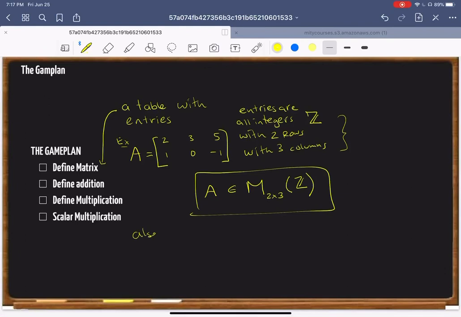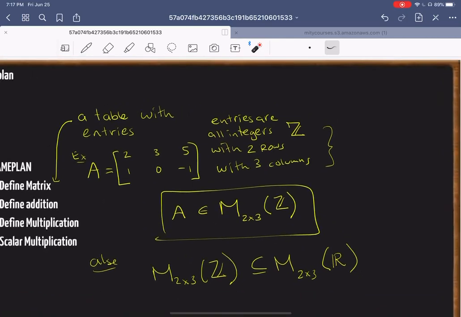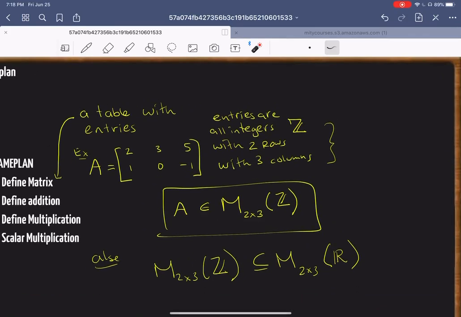Also, you could get a little bit fancier and say the collection of all 2 by 3 matrices that have integer coefficients is really just a subset of the collection of all 2 by 3 matrices that have real number entries. Why? Because anything that is an integer is also a real number. So all of this would be contained in that bucket. This is a much, much larger bucket. Also, the number of rows and number of columns could be any whole number.